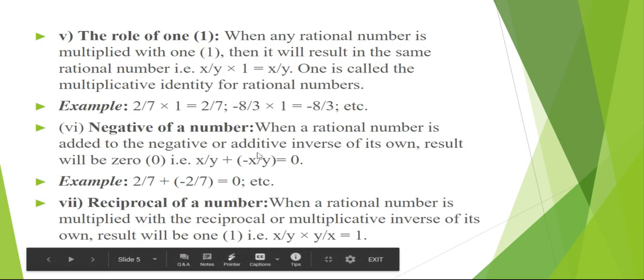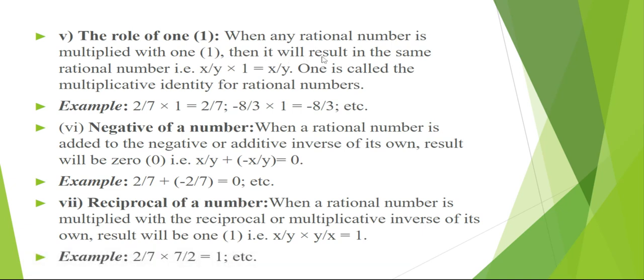Now we'll discuss the role of 1. When any rational number is multiplied with 1, the result will remain the same. x by y multiplied with 1 is equal to x by y, where x by y is a rational number. 1 is therefore called the multiplicative identity for the rational numbers. This example of 2 by 7 when multiplied with 1 will remain 2 by 7. There's another example of minus 8 by 3. So both the examples show that 1 is the multiplicative identity of the rational numbers.